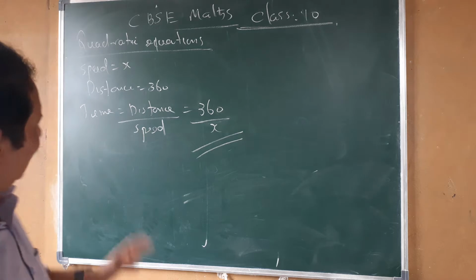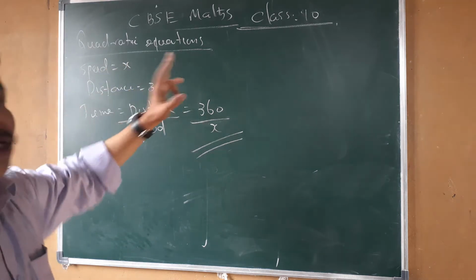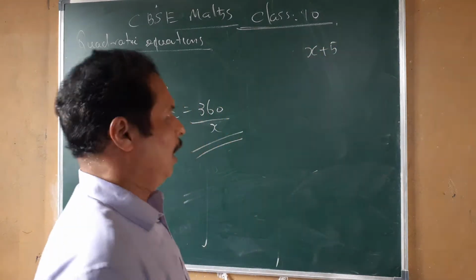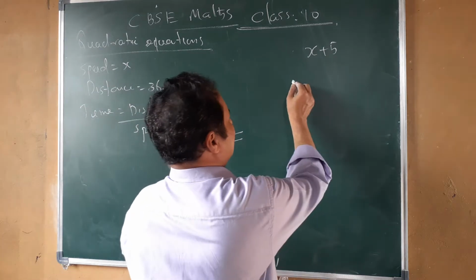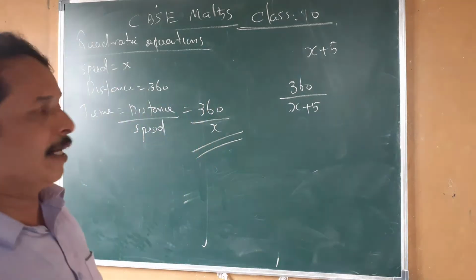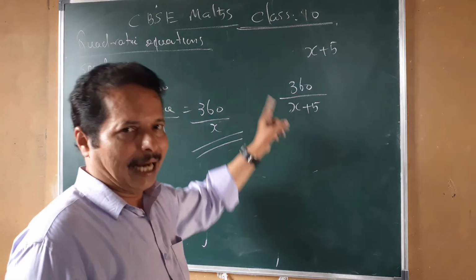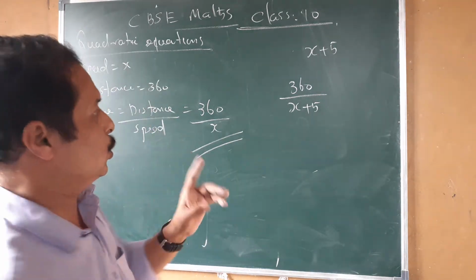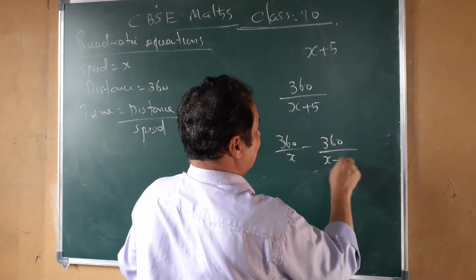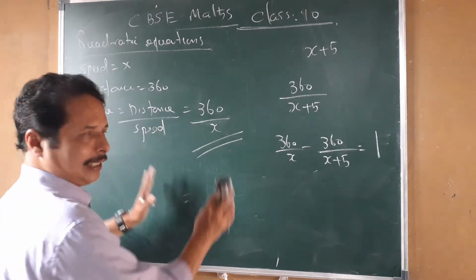That's the time. And if the speed increases 5 km more, it is x plus 5. And that time is equal to distance divided by speed, that is 360 divided by x plus 5. You get the data. And the difference between these two times is given as 1 hour. So 360 by x minus 360 by x plus 5 is equal to 1. That is 1 hour. You get the idea?